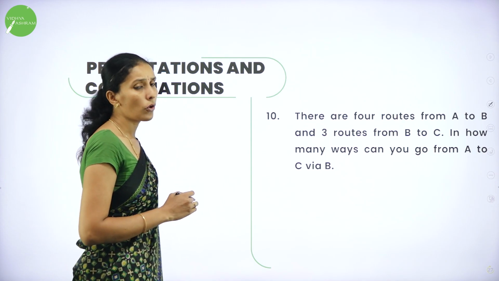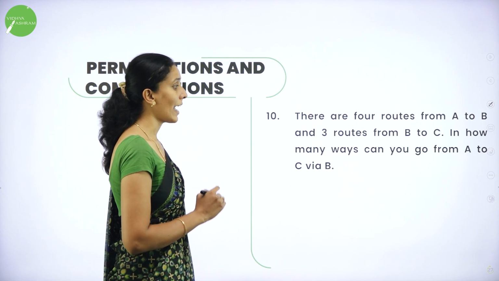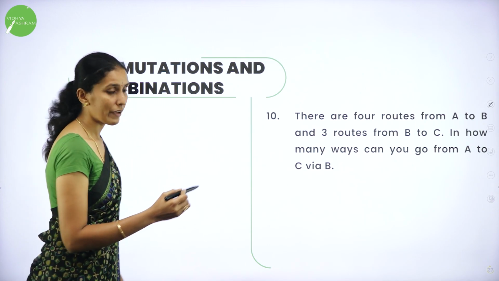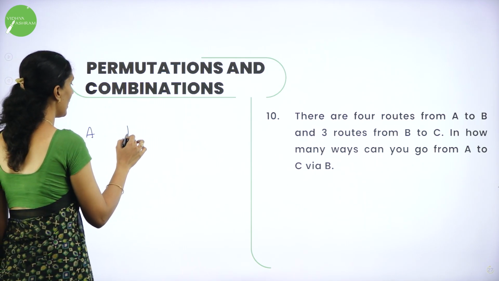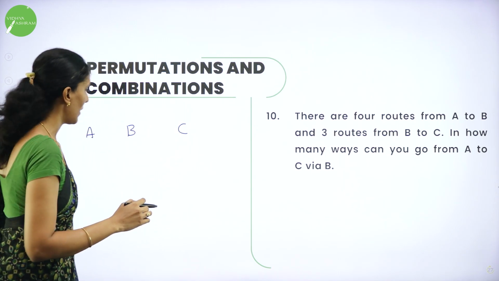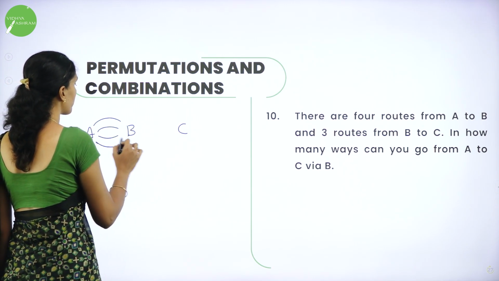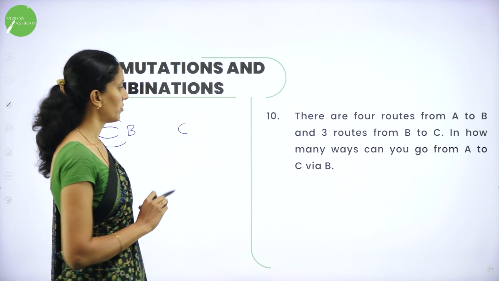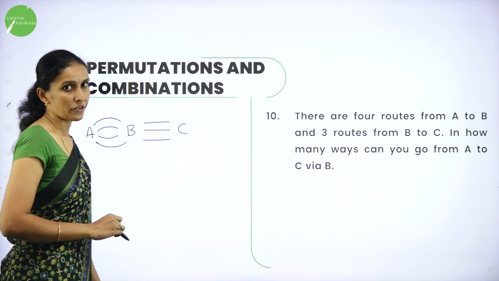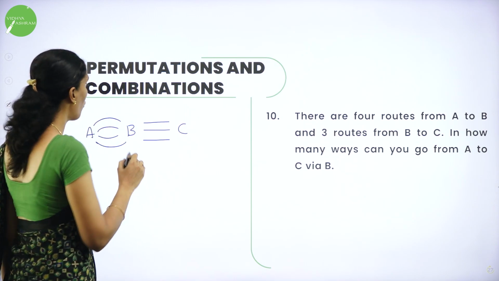Next, there are 4 routes from A to B and 3 routes from B to C. In how many ways can you go from A to C via B? So from A to B, how many ways do we have? This is A, B, C. There are 3 different places. How many routes do we have from A to B? We have 4 different routes. And from B to C we have 3 different routes.